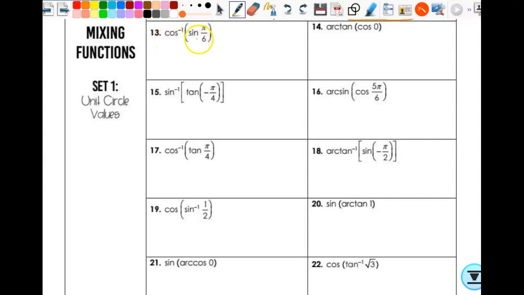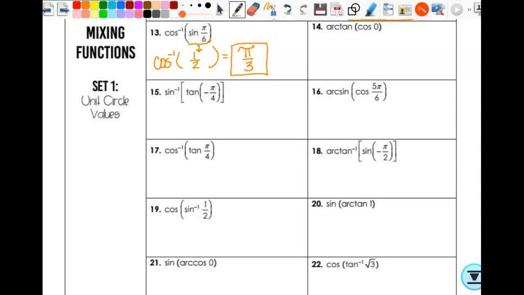So I want the cosine inverse of the sine of pi sixths. So the cosine inverse of, then this value goes in here. What is the sine of pi sixths? 1/2. And then the cosine inverse of 1/2 is what? Pi thirds. Okay, we okay with that?